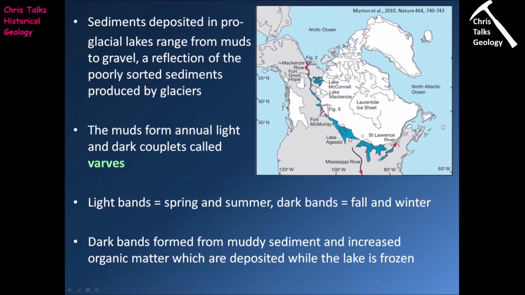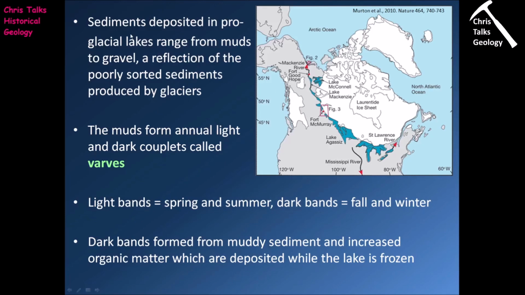And so if we look here, there it is. You can see it's a very, very substantial body of water, and it's quite clearly located along the margin of the ice sheet. We can also see down here, of course, we have the Great Lakes as well. They are essentially proglacial lakes.